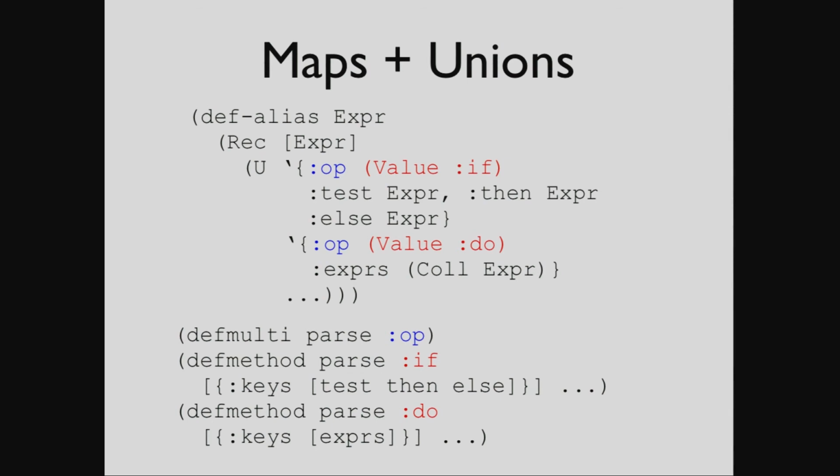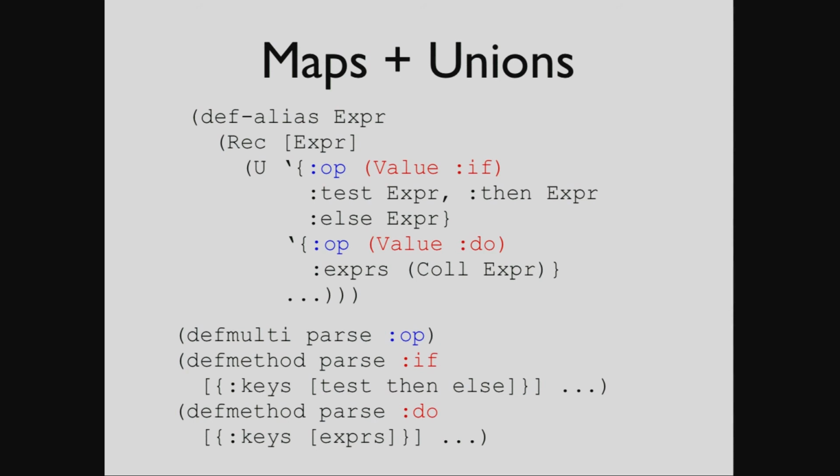So the op key in blue would be the key that we're going to look up, and if the two values in red are up the top, if it's an if statement, then clearly it's going to be this first expression. If it's a do statement, it's going to be the second case.